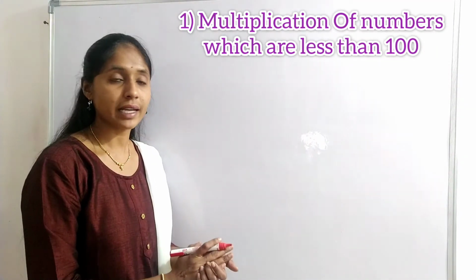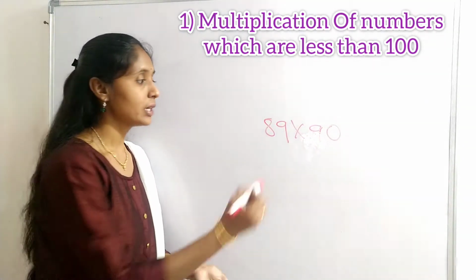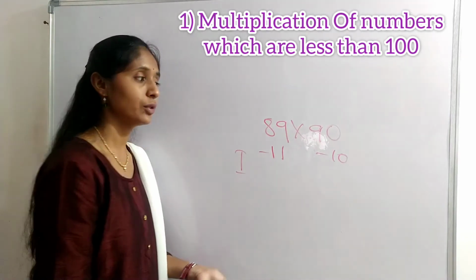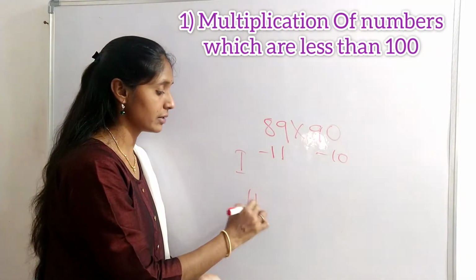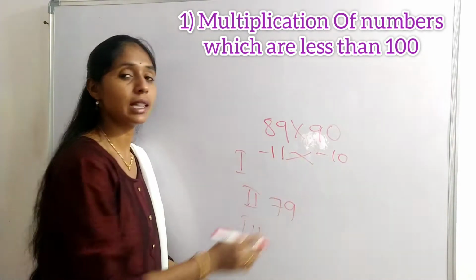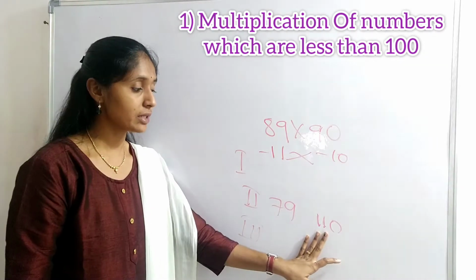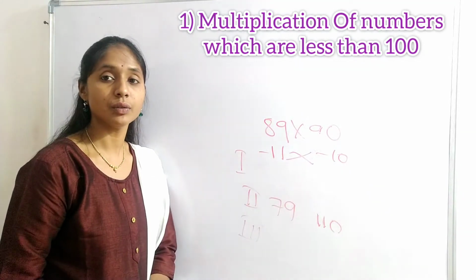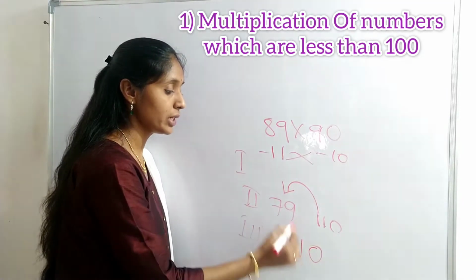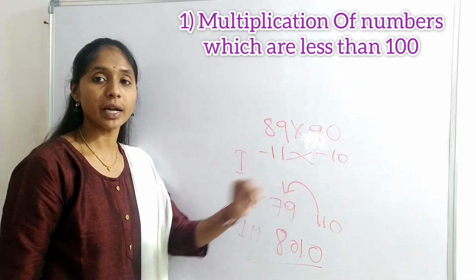Okay. Next example 89 by 90. Okay. First step, difference. How much less than 100? 11 and 10. Okay. 89 minus 10, 79. Second step, difference. And third step, multiply these two values. 11 into 10, 110. Okay. Here we found the value as 110 by multiplying 11 into 10. So, take the carry forward. Okay. Then 0, 1, 79 plus 1, 80. 8010 is the value of 89 by 90.